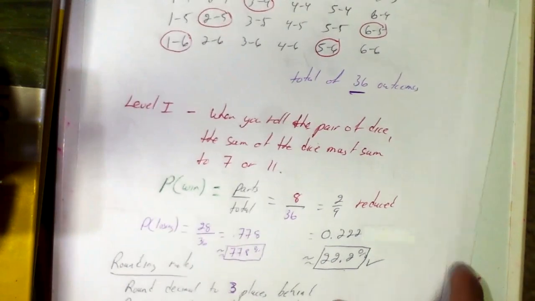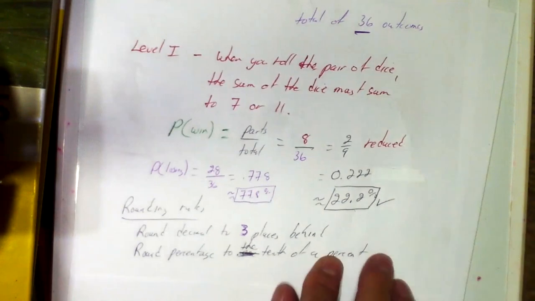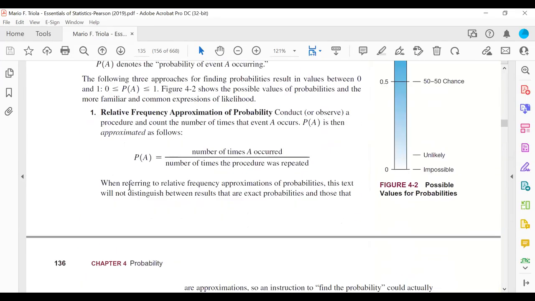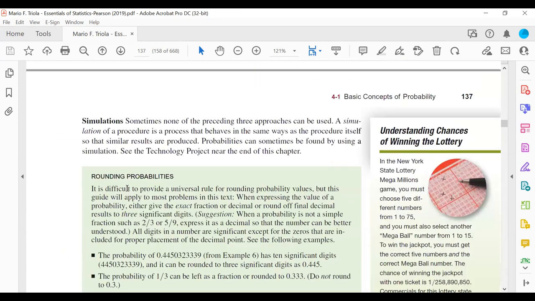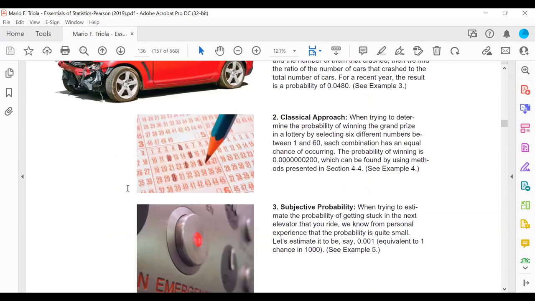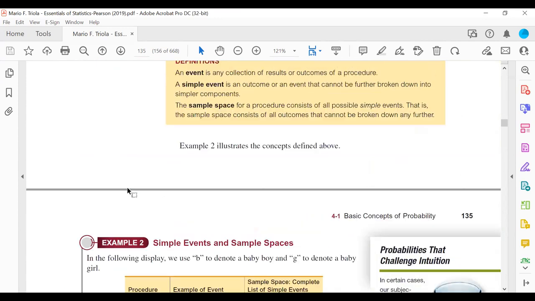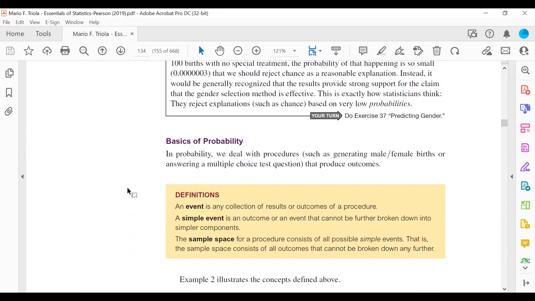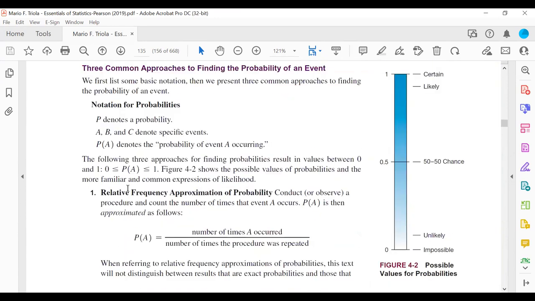All right, so let's look at some more notation that you're going to encounter when you deal with percentages. Let's go back to our book and look at some of the notation. I don't see it here, but it's supposed to be here. They took it off. Oh, there it is. Notation for probabilities.